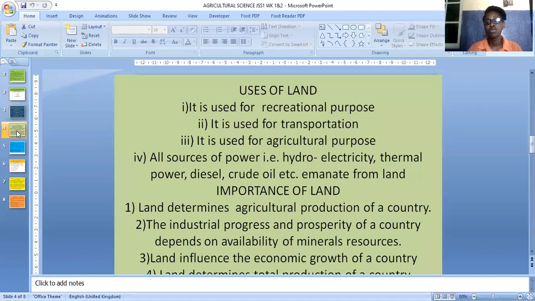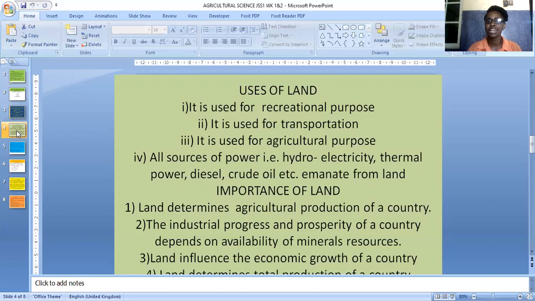Let us look at the uses of land. It is used for recreational purposes: our church buildings, the amusement parks, our playgrounds, we use them from land. It is also used for transportation: the bridge, our buses ride on the land. It is used for agricultural purposes: without land, our farmers cannot farm. All sources of power emanate from land.